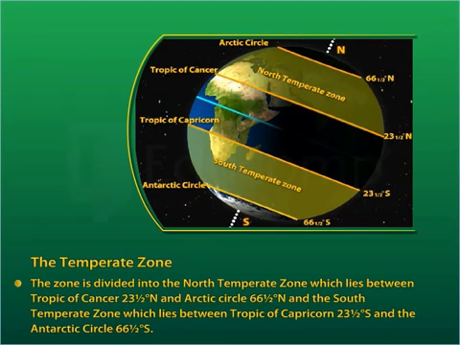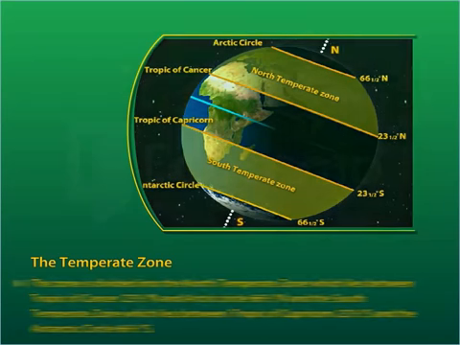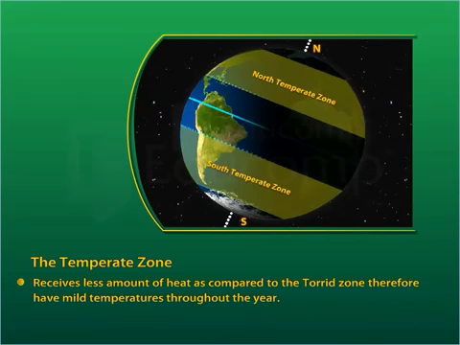The temperate zone is divided into the North Temperate Zone, which lies between Tropic of Cancer, 23.5 degrees north, and Arctic Circle, 66.5 degrees north, and the South Temperate Zone, which lies between Tropic of Capricorn, 23.5 degrees south, and the Antarctic Circle, 66.5 degrees south. It receives less amount of heat as compared to the Torrid Zone. Therefore, it has mild temperatures throughout the year.